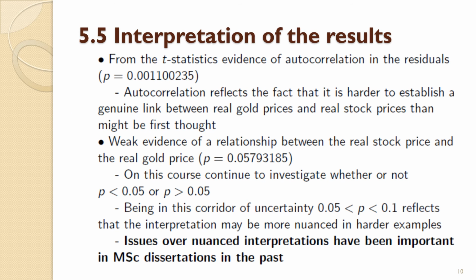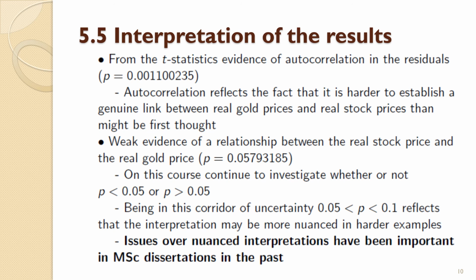In terms of the interpretation of the results then, the t-statistics a couple of slides ago give evidence of autocorrelation in the residuals. The p-value is 0.1235, so above 0.05. This reflects the fact that it's harder to establish a genuine link between real gold prices and real stock prices than might be first thought, and I think it also reflects the fact that you're going to get a certain amount of autocorrelation precisely because you've got price data in this example that is collected over time. You've got weak evidence of a relationship between the real stock price and gold price, and this is probably the best way of interpreting this in some sense. You just can't be sure.